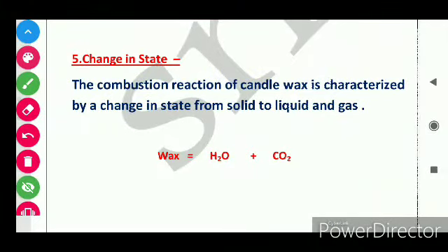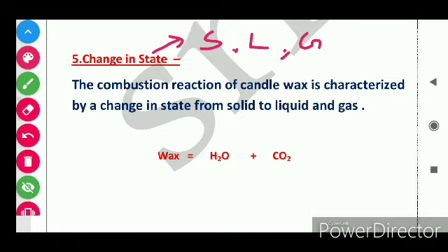Now, the fifth property of chemical reaction is change in state. A state means solid, liquid and gas. Some chemical reactions are characterized by a change in state.